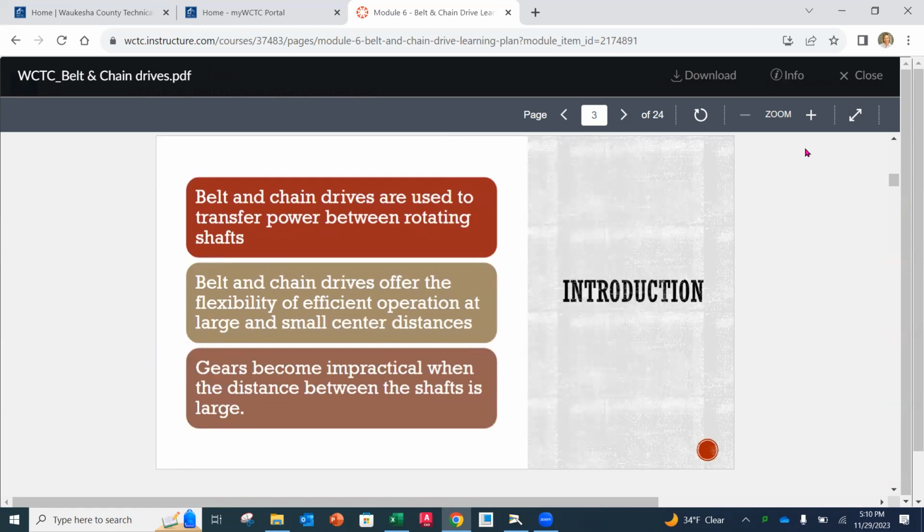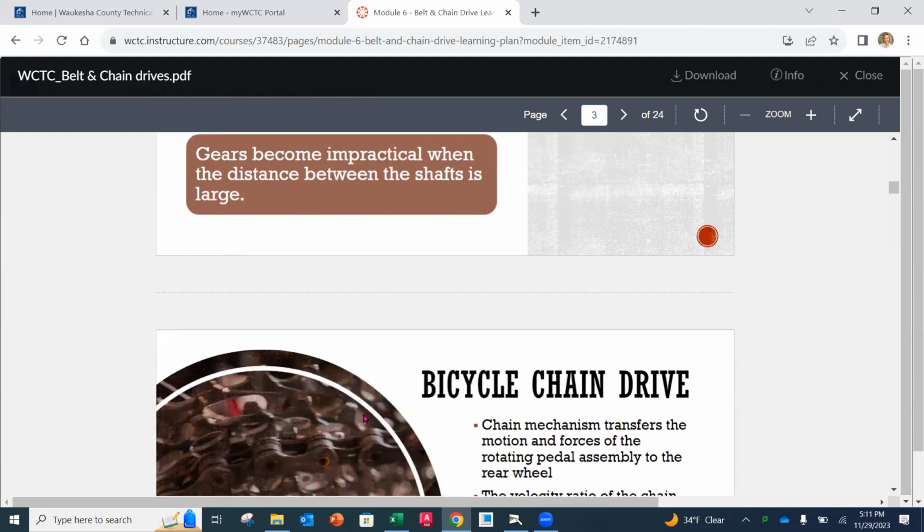So belt and chain drives are going to be used to transfer power between rotating shafts. Belt and chain drives are going to offer flexibility on center line that gear drives don't. Gear drives have to be up against each other, okay? Belt and chain drives can be further apart. So they offer that flexibility of the center distance being variable. Sometimes gears can become impractical when those distances on those shafts have to be large.